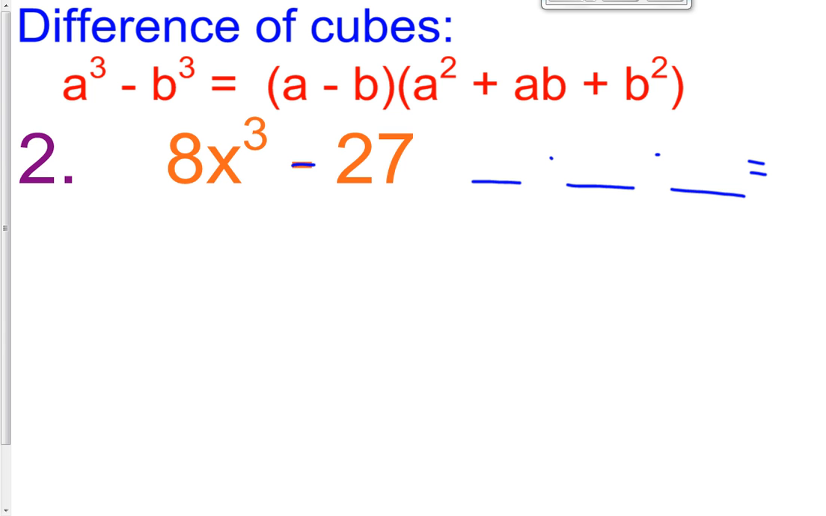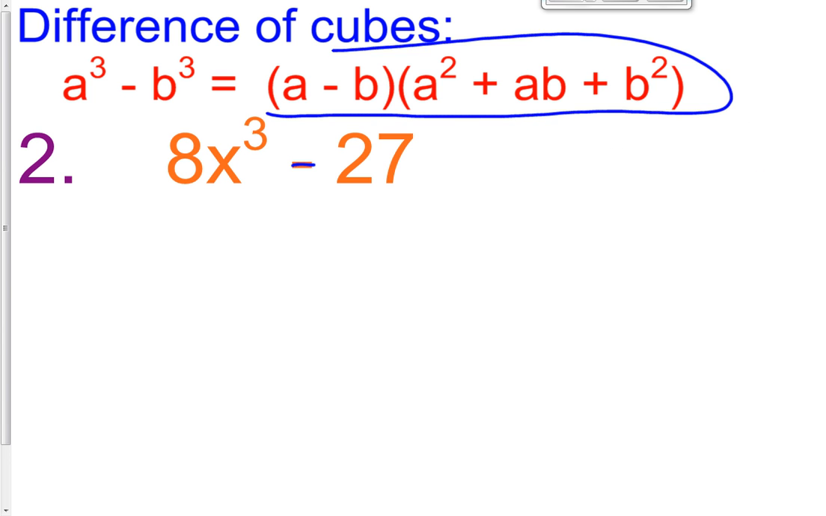Is 27 a cube number? Is there a number times a number times a number that gives 27? 3 times 3 times 3. 3 times 3 is 9, and 9 times 3 is 27. So voila, we have 2 cube numbers, and we have the difference of them. So we're going to use this formula.